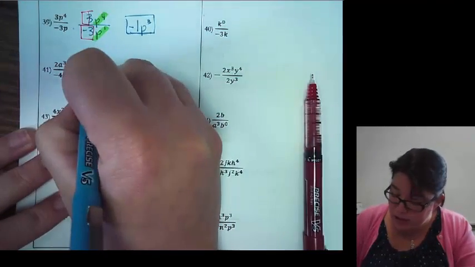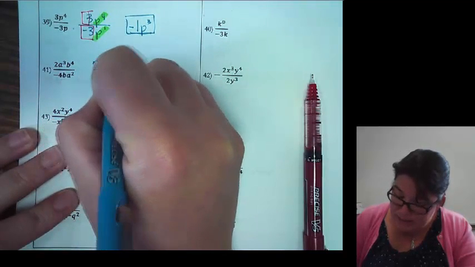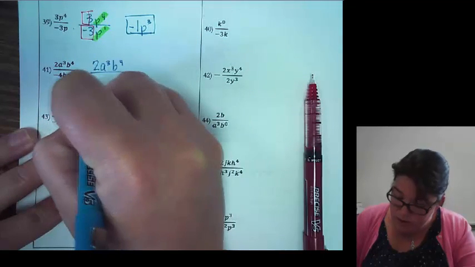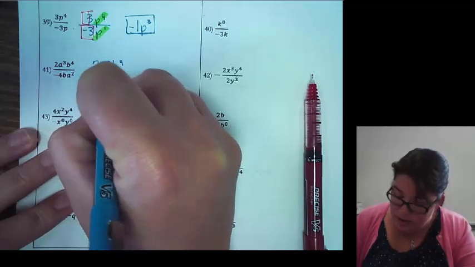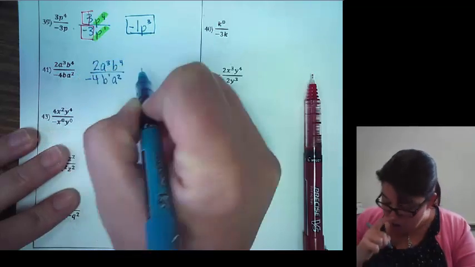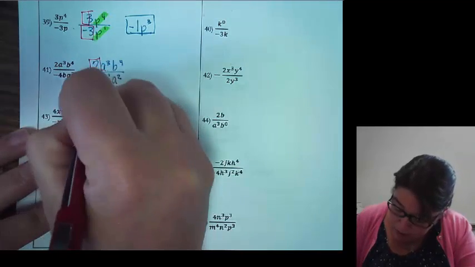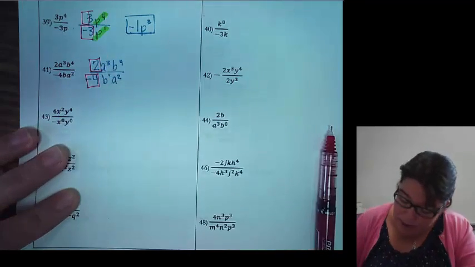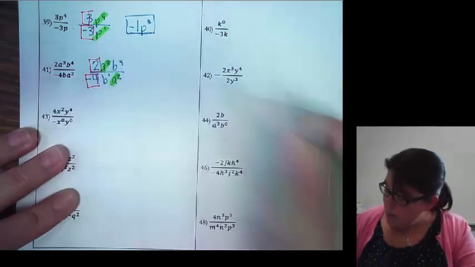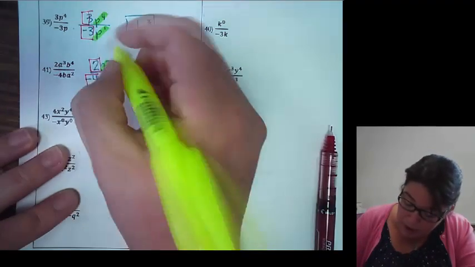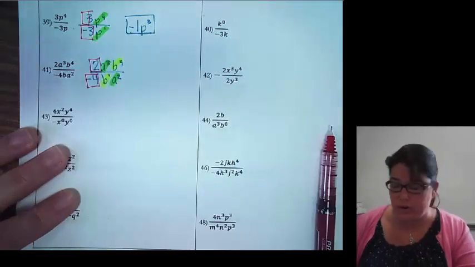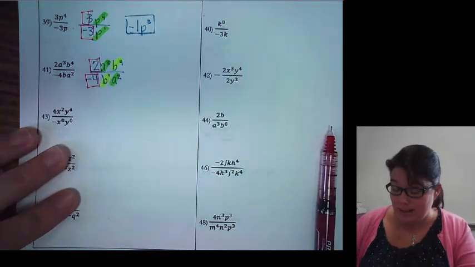Number 41, we have coefficient, base, exponent, base, exponent. Good. Coefficient, base, exponent, base, exponent. Okay, box your coefficients, box your 2, box your -4, and highlight your bases. Make sure that you are highlighting them the right colors, even though they're out of order. You want to make sure that you're grouping them correctly.